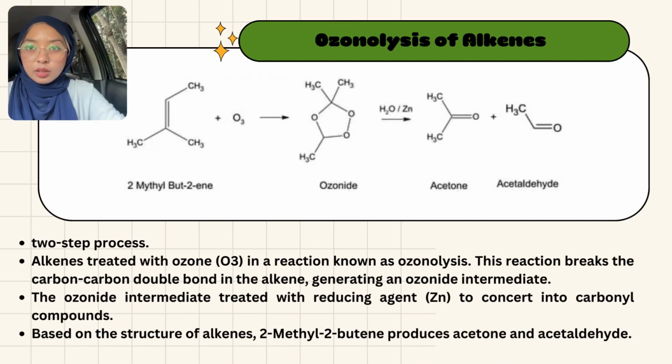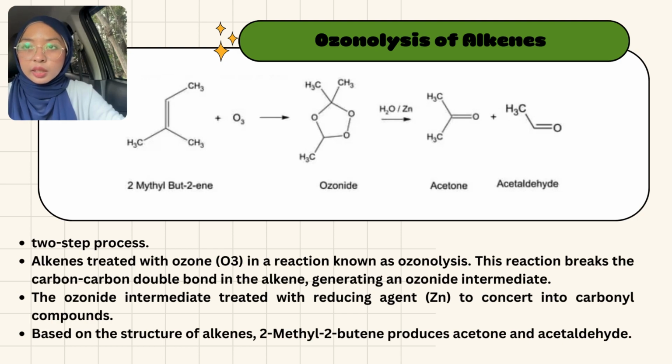The last method is ozonolysis of alkenes. This process involves two steps of reaction, which start with an alkene such as 2-methyl-2-butene treated with ozone in a reaction known as ozonolysis. This reaction breaks the carbon-carbon double bond in the alkene, generating an ozonide intermediate. The ozonide is a highly reactive species that can be unstable and potentially explosive.